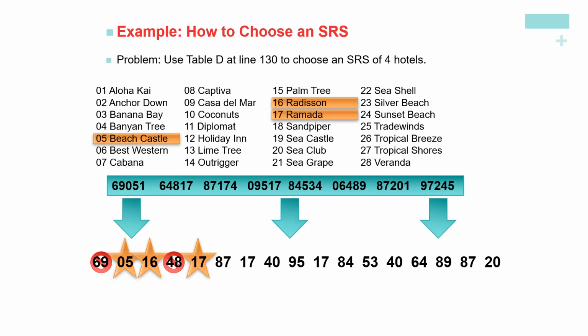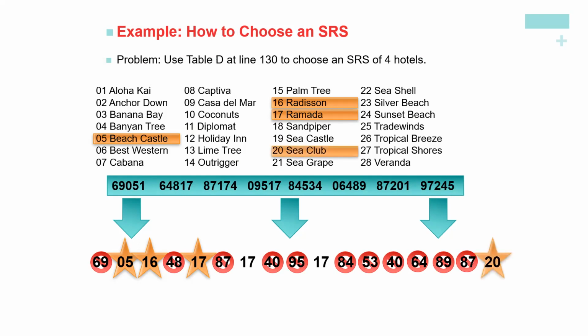So I have 3 out of 4. 87, I don't have 87 labeled, cross it off. 17, can I choose a hotel twice? No, so I'm gonna cross 17 off because I've already chosen that one. And notice 40, I don't have, 95, I don't have, 17's another repeat, cross it off. I keep going all the way till 20.